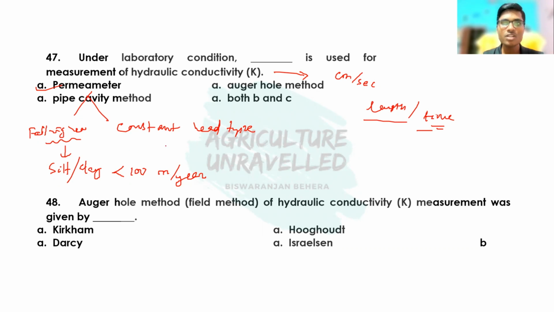But in case of coarse texture materials like coarse sand or gravels, constant head type permeameter is used, in which the hydraulic conductivity is more than 100 meter per year. So this is the criteria. If the hydraulic conductivity is less than 100 meter per year, then falling head type permeameter is used. If hydraulic conductivity is more than 100 meter per year, then constant head type permeameter is used. And permeameter is used for measurement of hydraulic conductivity under the laboratory condition.